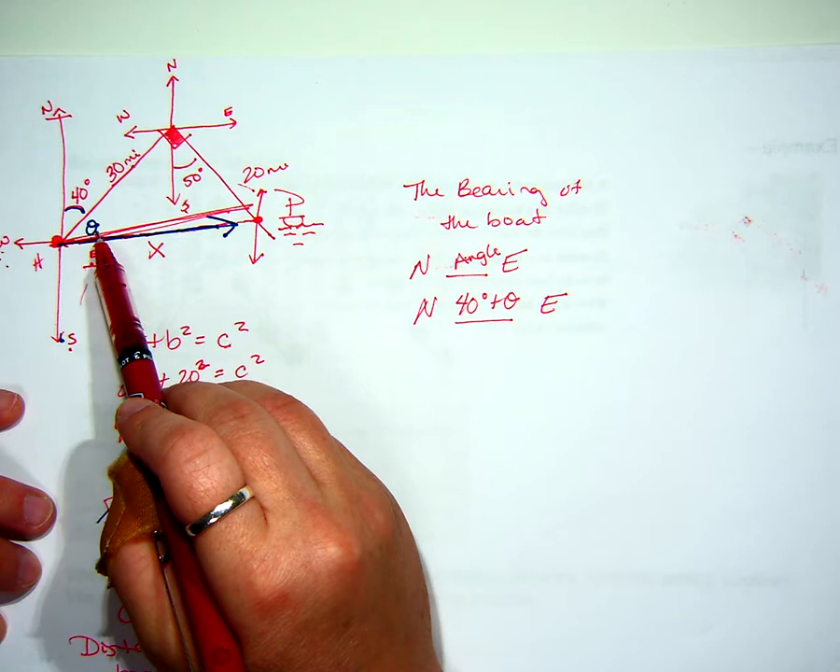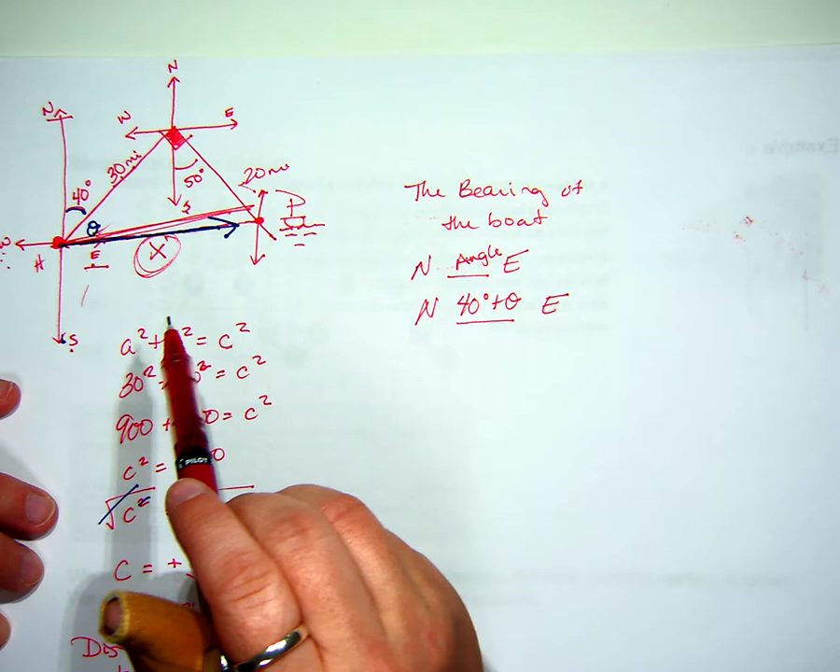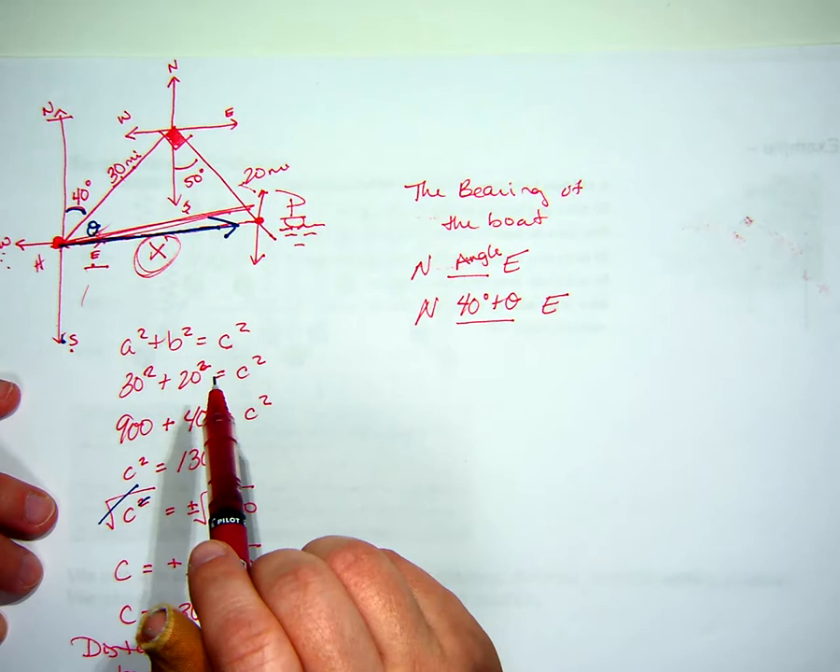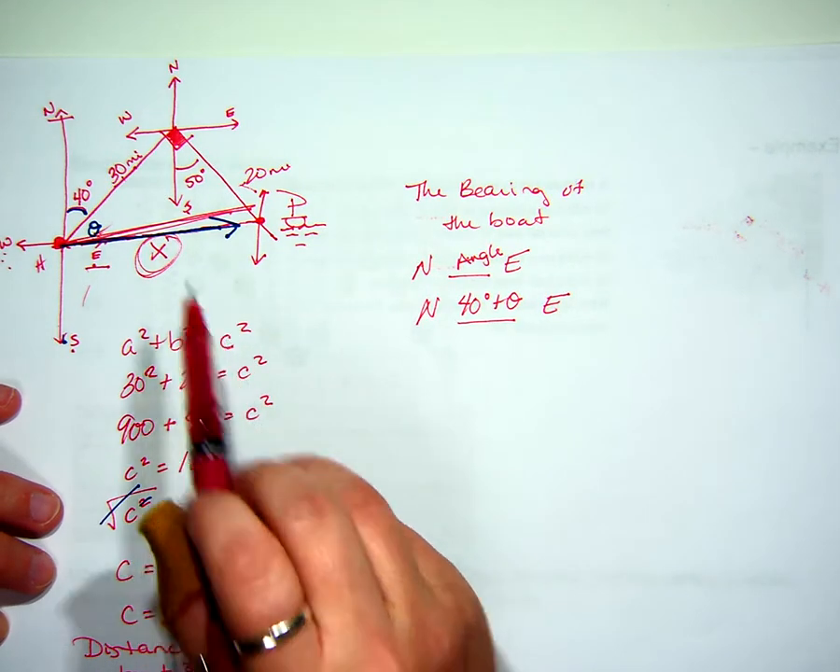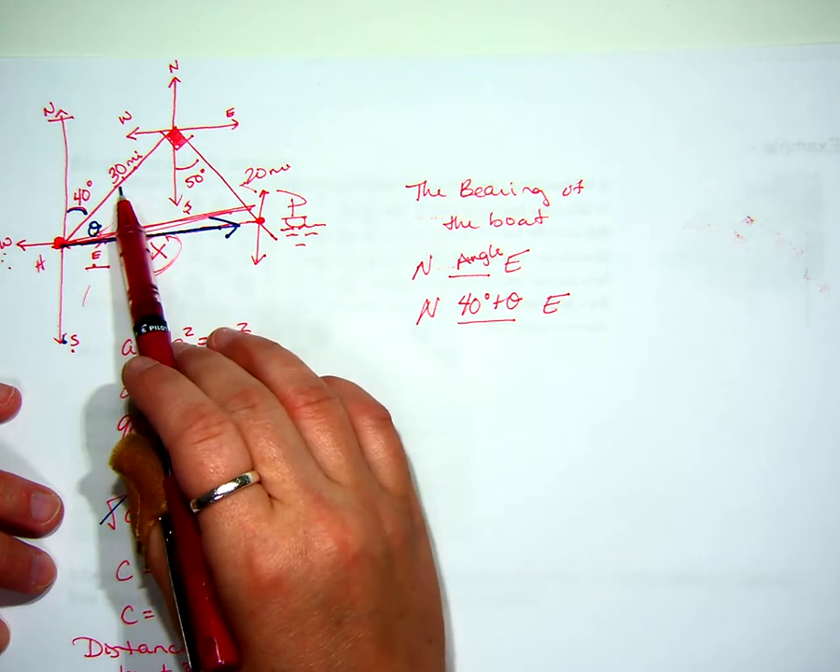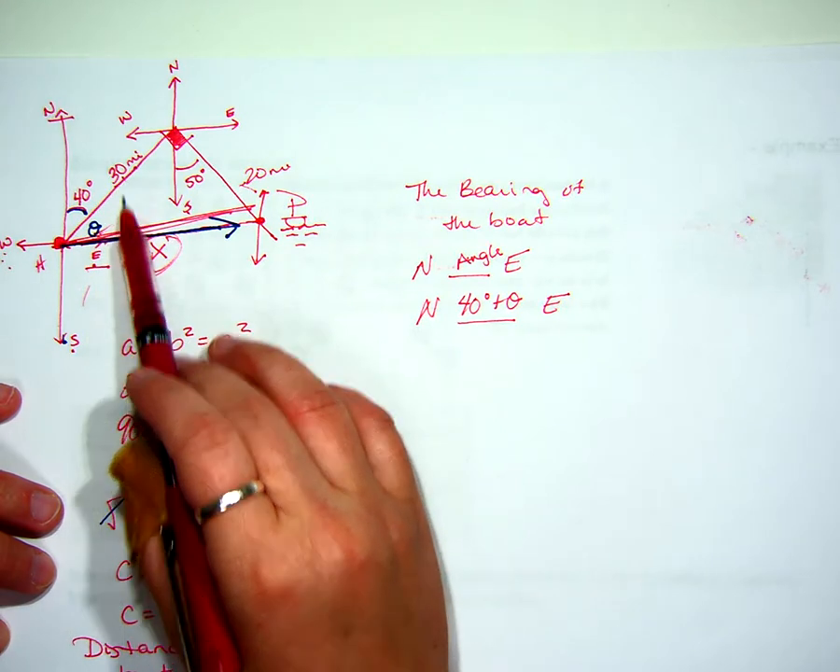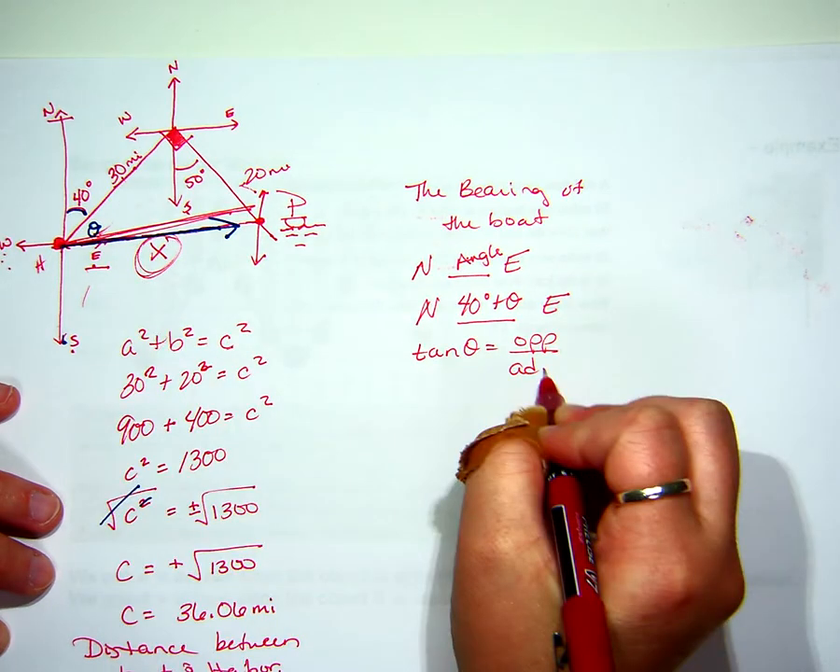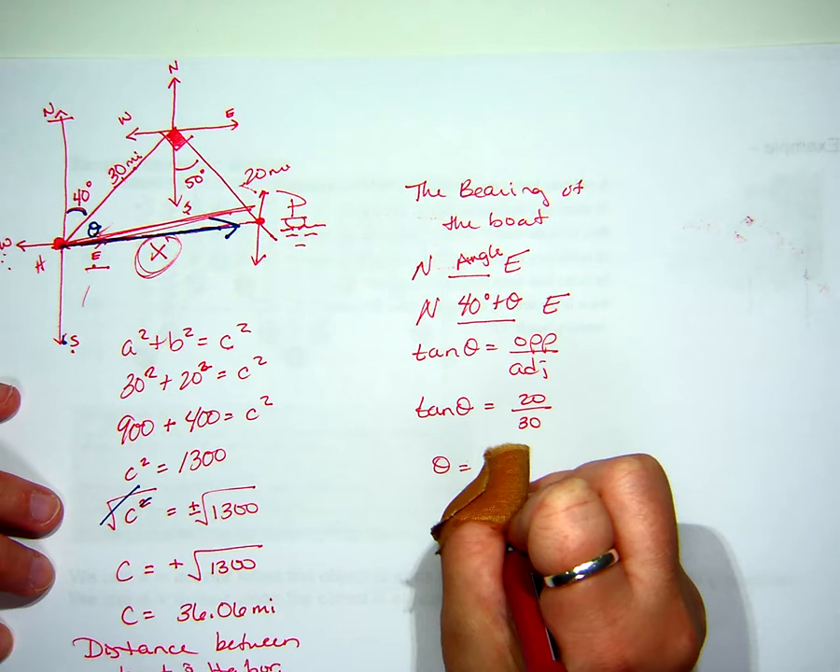However, word to the wise, don't use values that you come up with to find other values in the problem. Because if you accidentally make a mistake, then you're amplifying your mistake by using your wrong values. So that's just word to the wise. So I'm going to use my opposite side and my adjacent side to figure out this value of theta. Tangent of theta, that's opposite over adjacent. So tangent of theta, opposite's 20, adjacent's 30. Well, that means theta is equal to tangent inverse of 20 over 30.